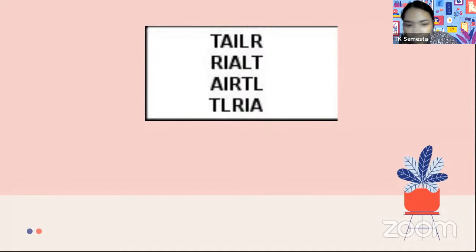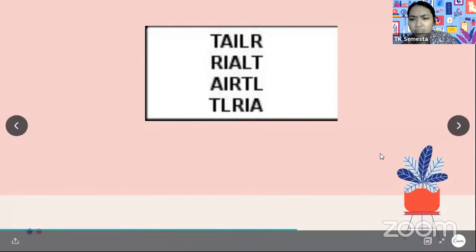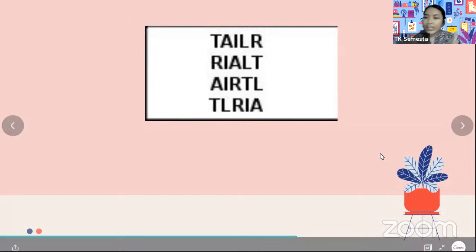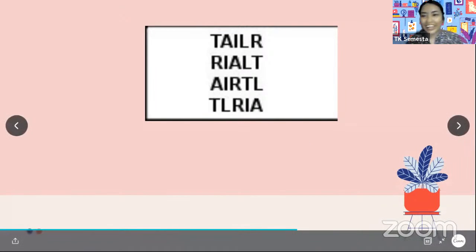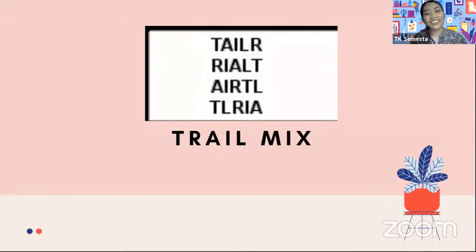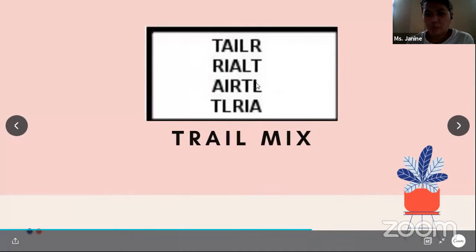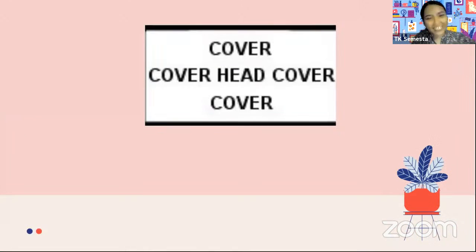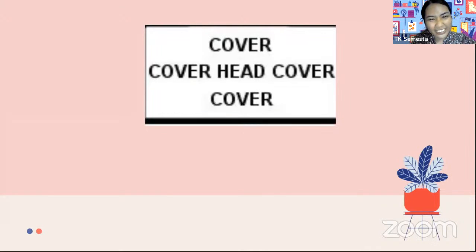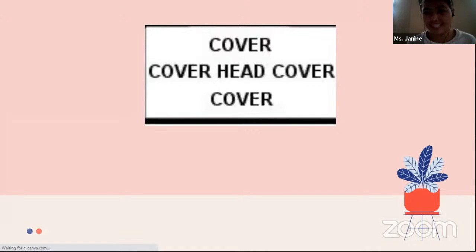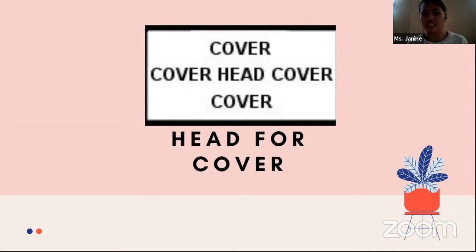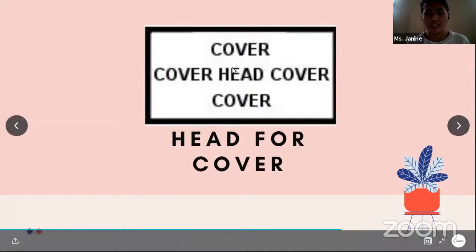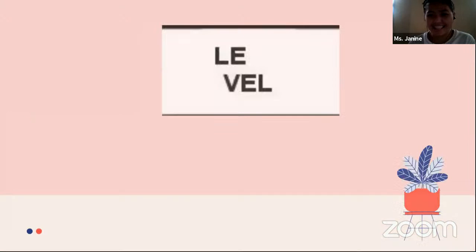Oh, we only have five people now. Okay, Fitriana, Nila, and Miss Jeannie, you can try to guess. What do you think this is? Trail mix. Because the word trail is being mixed. And then this one. Head cover? Head for cover. Because there are four covers. Yes, miss.